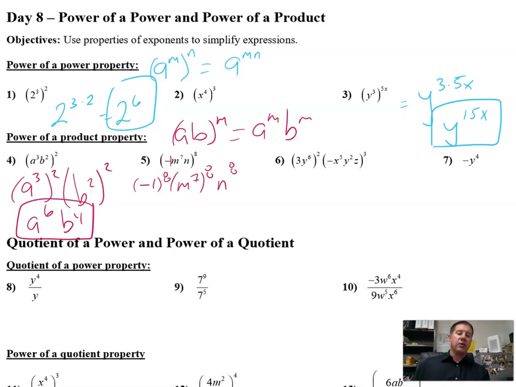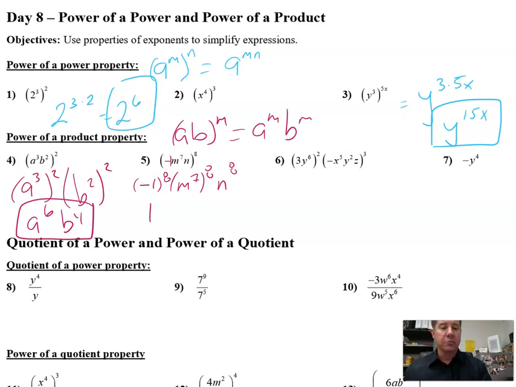This is why it's good to write this out. If you write it out, you'll see what's happening a little easier, and you're less likely to make mistakes, especially with this power of a product property. Write it out, write it out, write it out. Now, -1 to the 8th power. We talked yesterday about how a negative number to an even power is always going to be positive. So that would become +1.